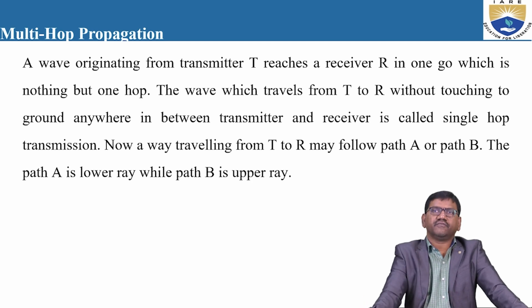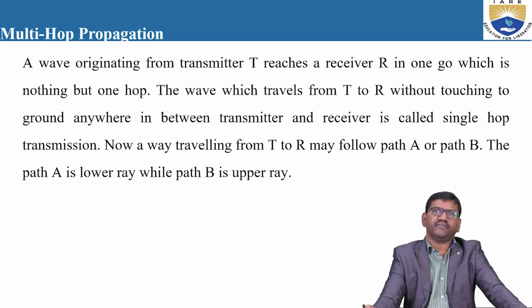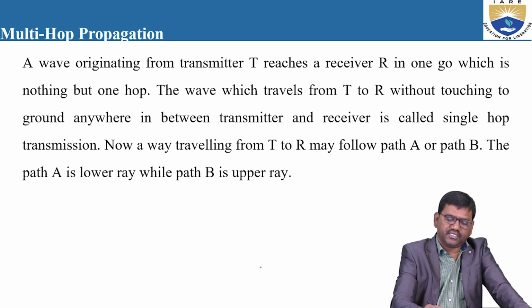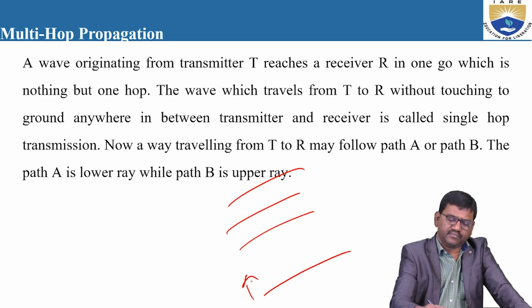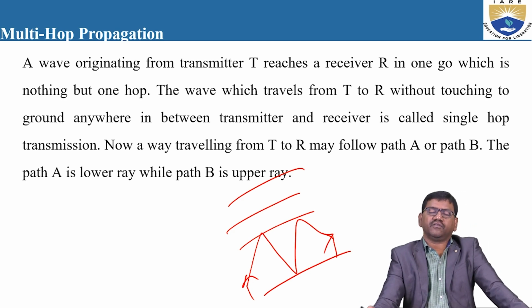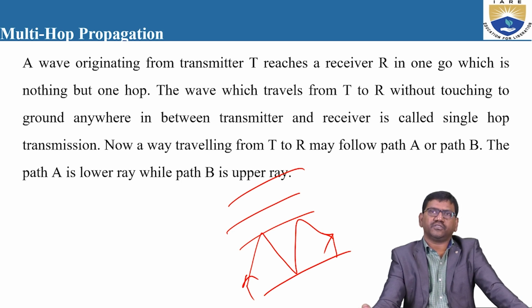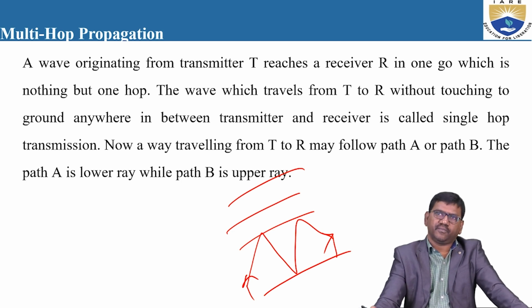Multi-hop propagation. A wave is originated from the transmitting antenna T. It reaches the receiving antenna in different paths. For long distance communication, we cannot use a low frequency signal. So when we transmit a high frequency signal, it travels in different layers, so it travels in multiple paths and reaches the receiving antenna. If a wave is traveling in only one path, we call it single hop propagation. If the wave is traveling in more than one path, we call it multi-hop propagation.